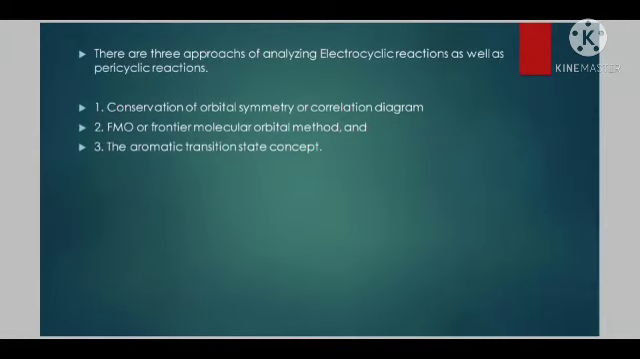Now there are three approaches to analyzing electrocyclic reactions as well as pericyclic reactions. The first one is conservation of orbital symmetry or correlation diagram. The second method is FMO or frontier molecular orbital method, which I am going to discuss today. And the third approach is the aromatic transition state concept.